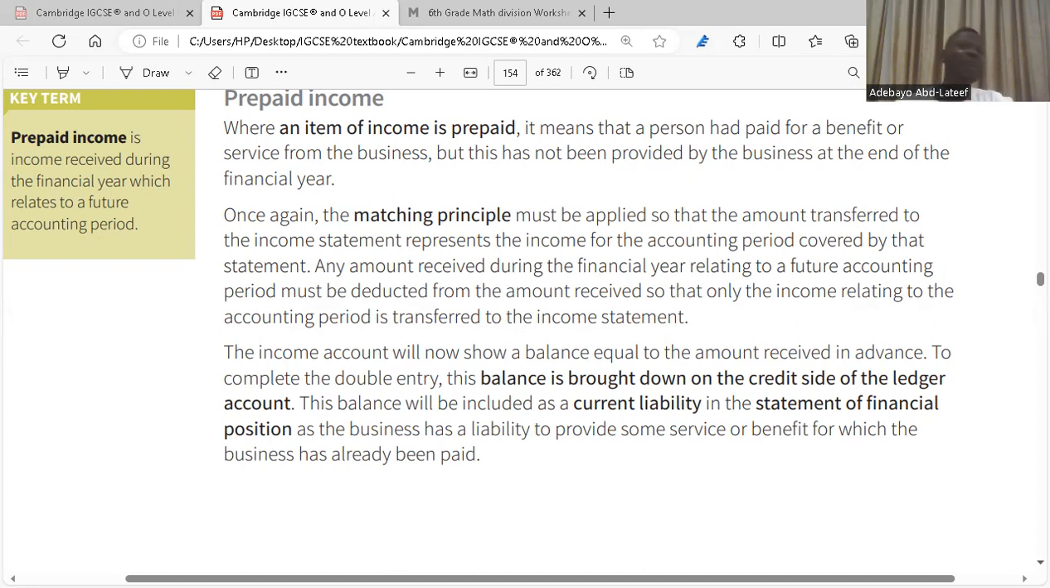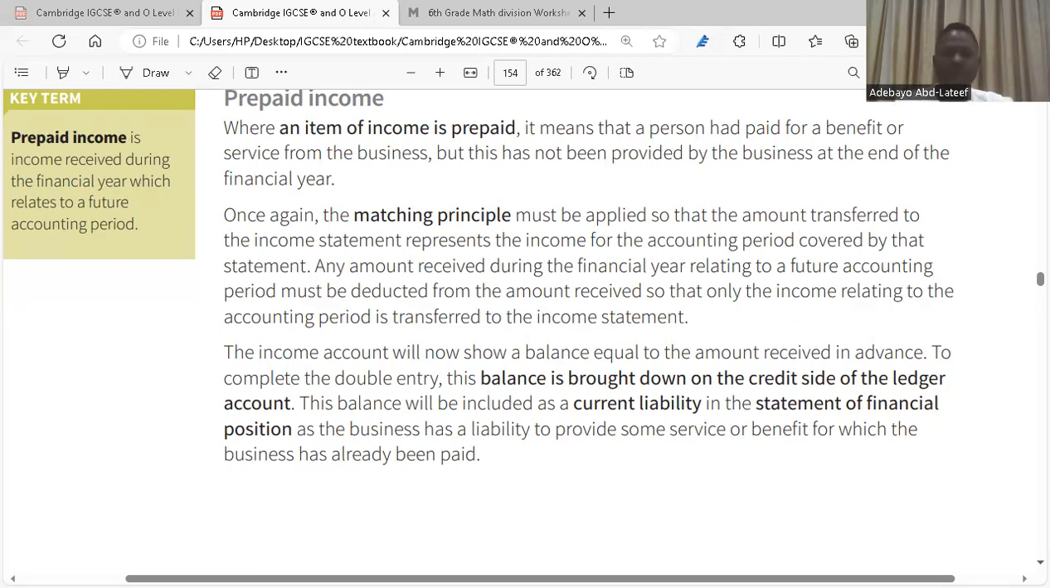So if you've received 5,000, which is prepayment, and you've worked for 3,500, you take 3,500 from 5,000. So you are transferring 3,500 to your income statement and your cash account. It will be debited in your cash account. Clear? Yes. And your statement of financial position will have 1,500, which is a liability to you because you are owing a certain customer. You are owing that customer, not because you are owing him or her cash, but because you are still owing that customer a service that has not been rendered. Do you get it? Yes.